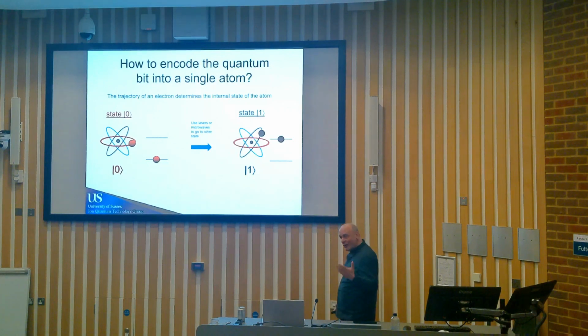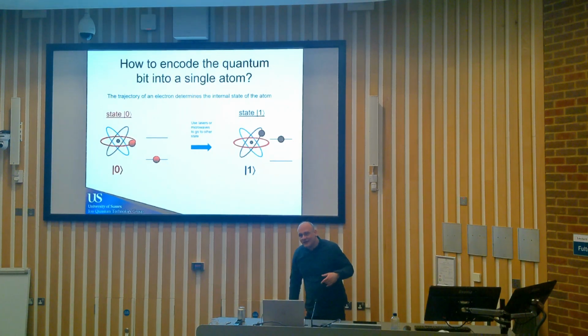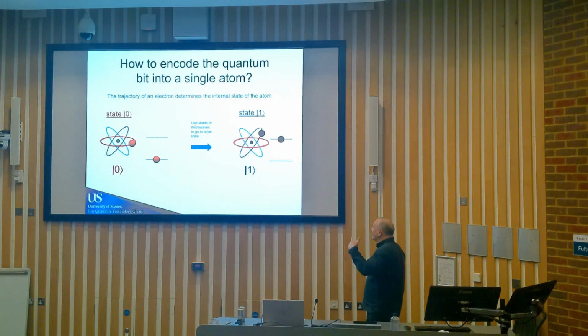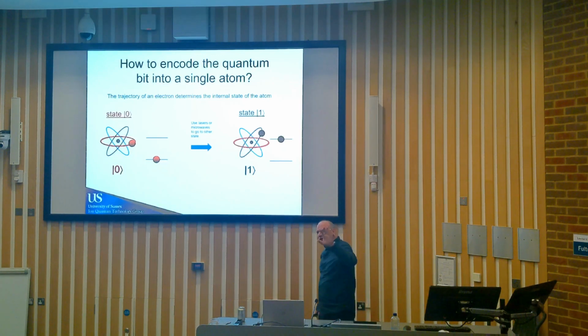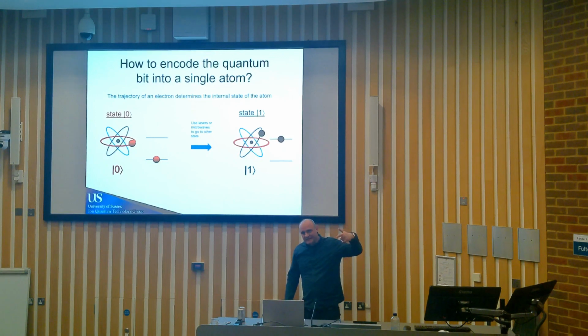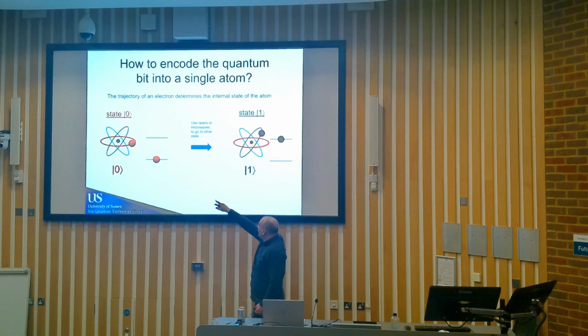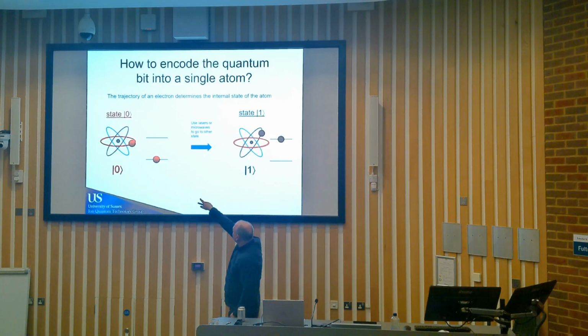So how do you actually encode information into single atoms? The way we do that is to use the spin of an atom. The spin, in a very simplified explanation, is the trajectory of the electron around the nucleus of the atom. You can think of an electron as having two different trajectories, represented here by the red and the black trajectory, and they correspond to two different energy states.